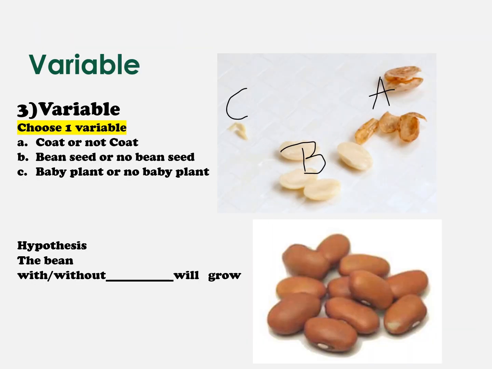Next, you will choose your variable. In the online assignment, you will have an opportunity to choose it. Now think about it. This is what you want to test. Will the bean grow with coat or no coat? Will the bean grow with bean seed or no bean seed? Will the bean grow with baby plant or no baby plant? After you choose your variable, you will write down your hypothesis, your educated guess.